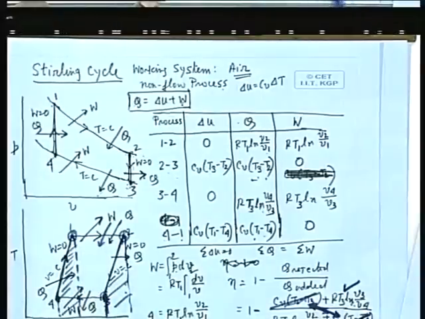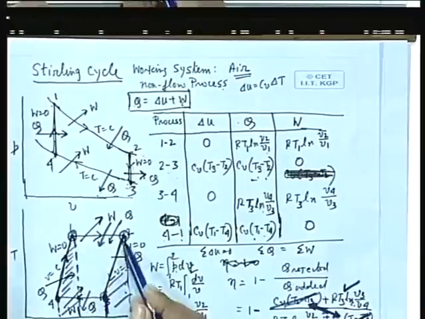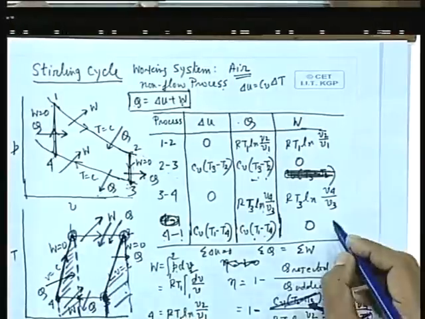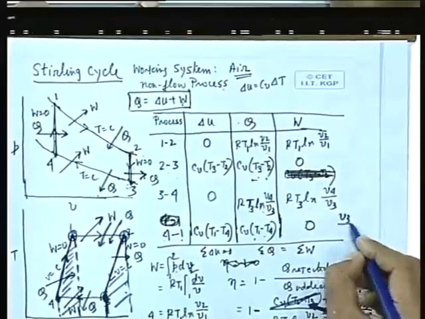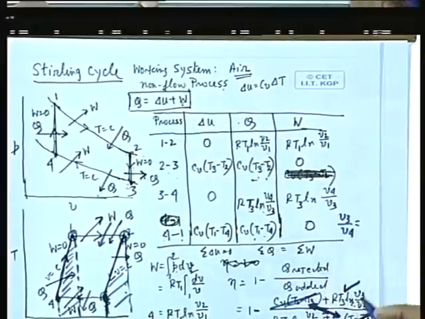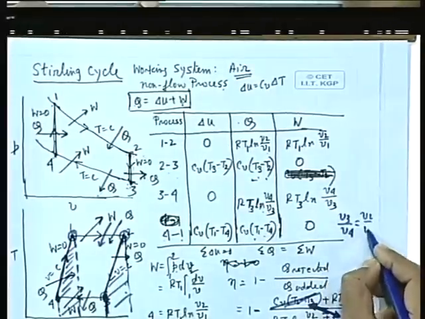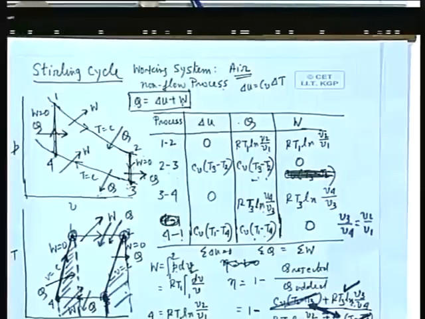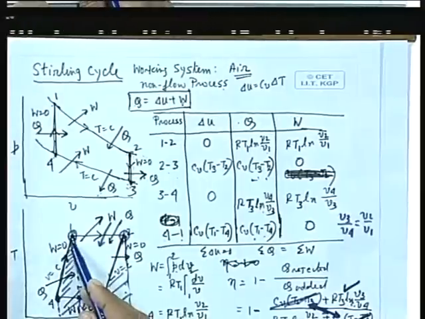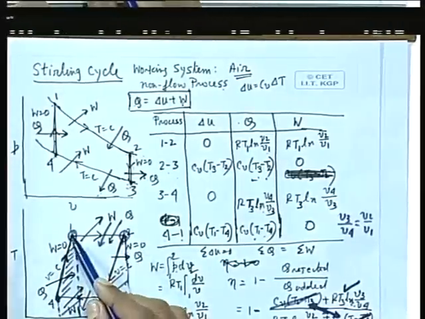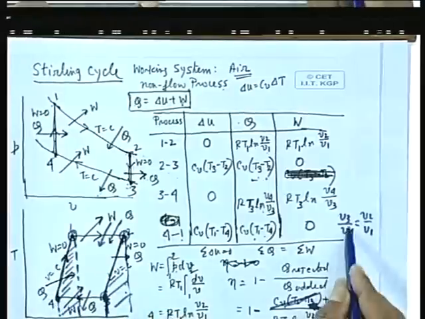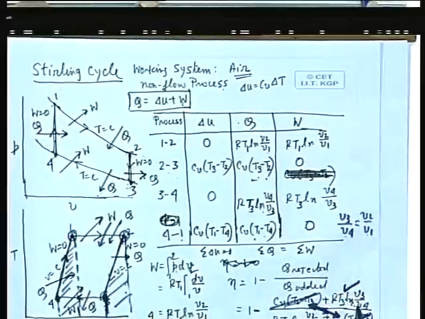And you see that since V1 is V4 and V2 is V3, we can write V3 by V4 equals V2 by V1. Obviously, because V2 is V3 and V1 is V4. Therefore V3 by V4 is V2 by V1, so R and R cancel.